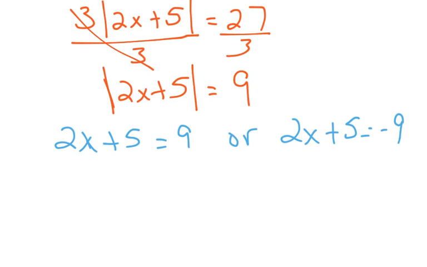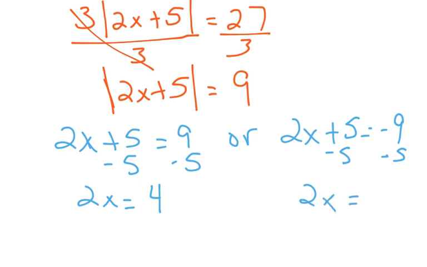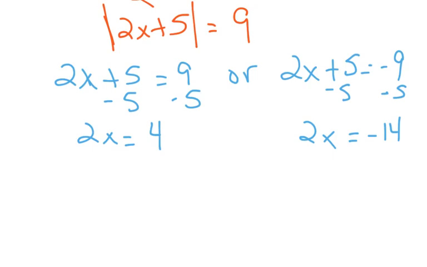Okay, two-step equations, minus 5 from both sides. 2x equals 9 minus 5 is 4. 2x equals negative 9 minus 5 is negative 14. Divide both sides by 2. X is equal to 2. And x is equal to negative 7.